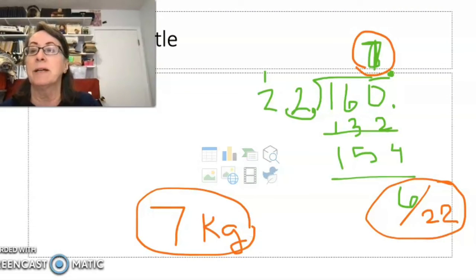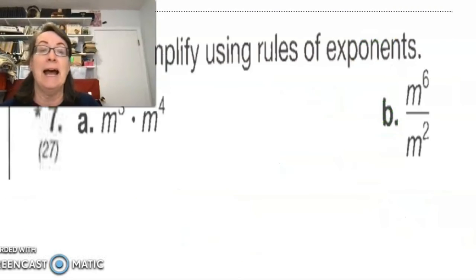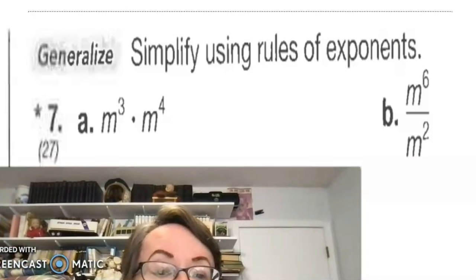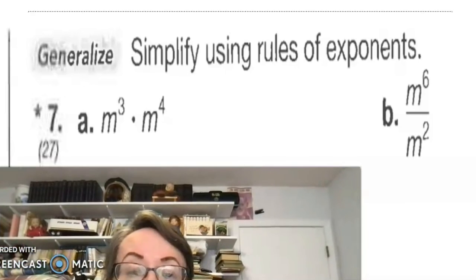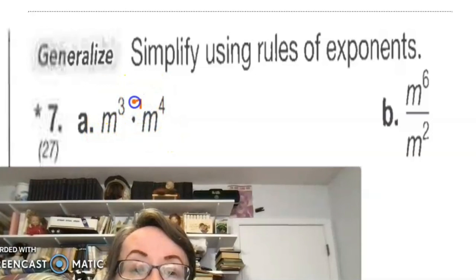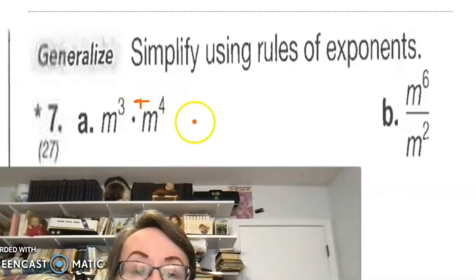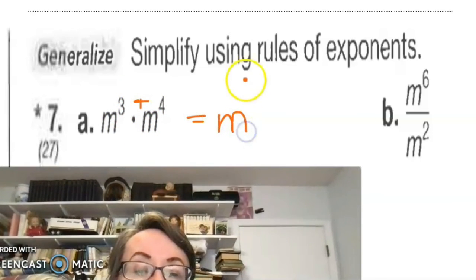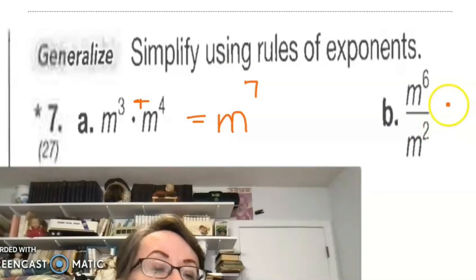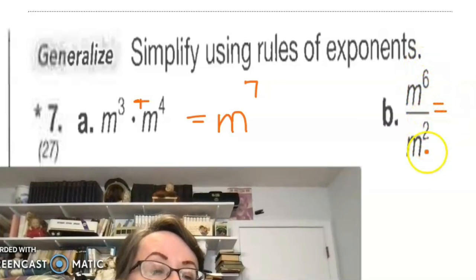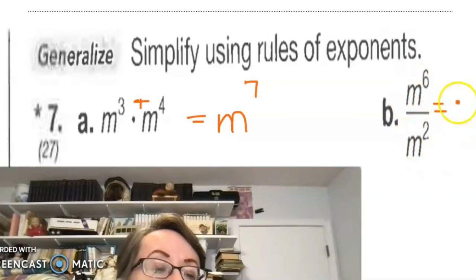And we are moving to our last problem. And it says simplify using rules of exponents. Now we know when we multiply like bases, we add the 2 exponents. So we can put a little plus sign. 3 plus 4 is 7. So m to the 3rd times m to the 4th is m to the 7th power. And then when we divide, we subtract the exponents. So this is 6 minus 2 is 4.